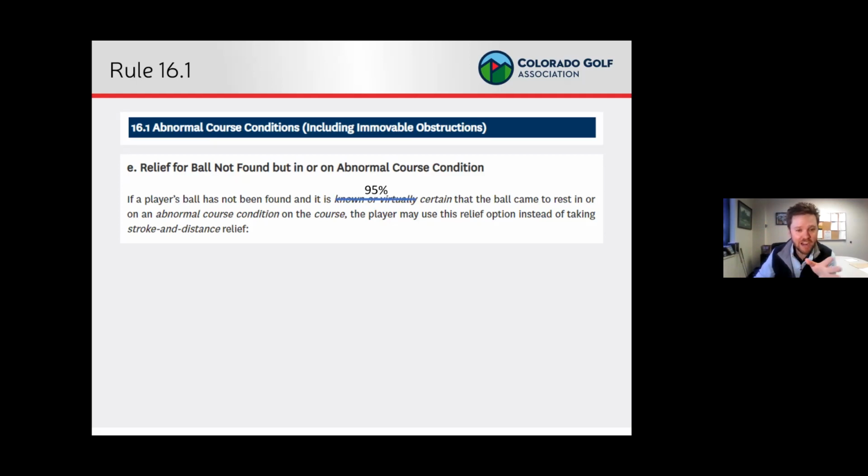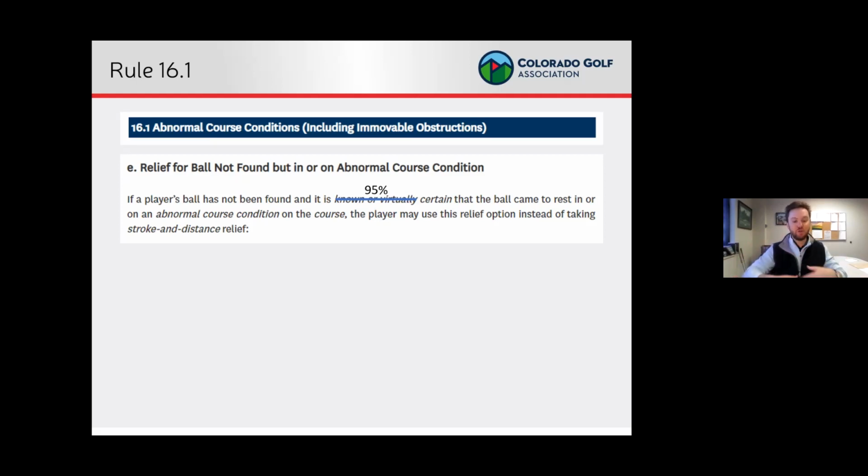Again, I've got this knowledge or virtual certainty principle, and read it as saying the player's ball has not been found and it is 95% certain that the ball came to rest in or on an abnormal course condition. So there's some area of doubt, but all reasonable information would say that it is. Again, in our situation here, we've got this area of temporary water in the fairway. Let's say it's 250 yards from the tee and you hit your drive really well right down the middle, and you usually hit it 250 yards on a good day, and maybe you see it splash or maybe you don't, but you hit it right down the middle.